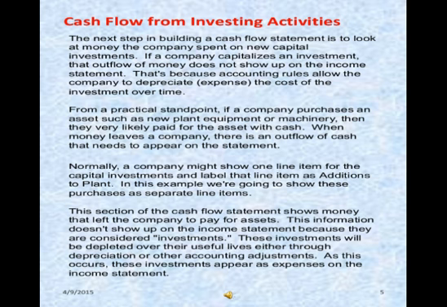When the money leaves the company, there's an outflow of cash that needs to appear on that statement. Normally, a company might show one line item for the capital investment and label that line item as additions to plant. In the example, we're going to show these purchases as separate items so that you can follow them through. The section of the cash flow statement shows money that left the company to pay for the assets.